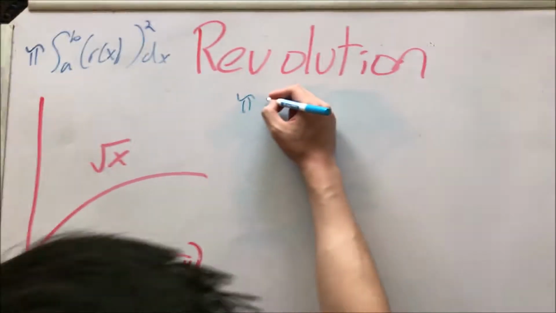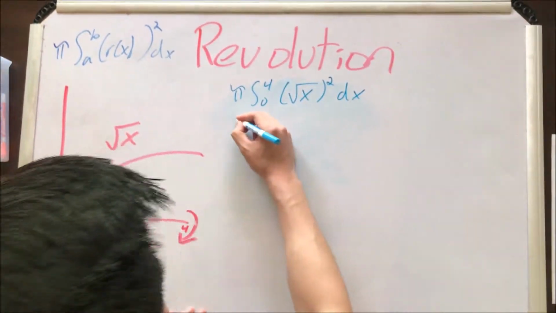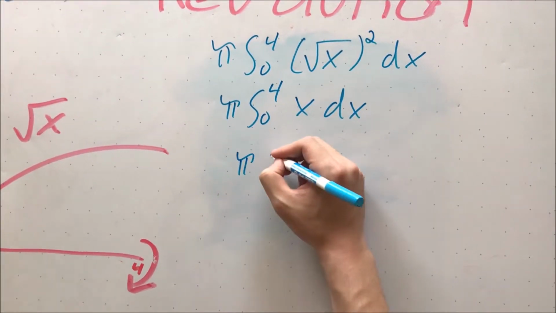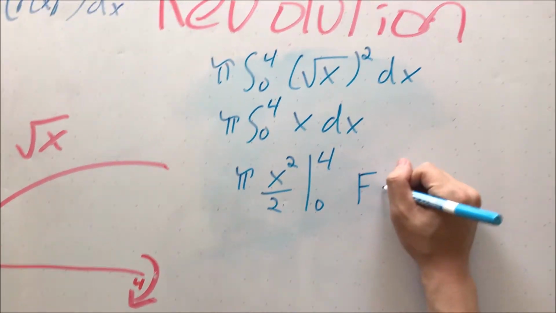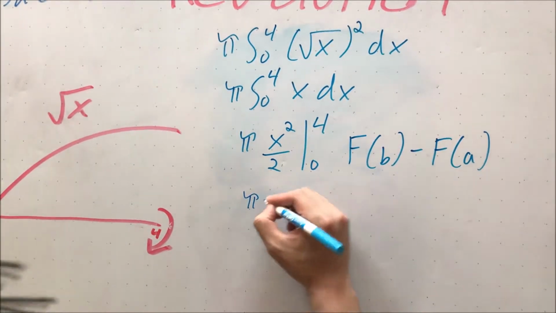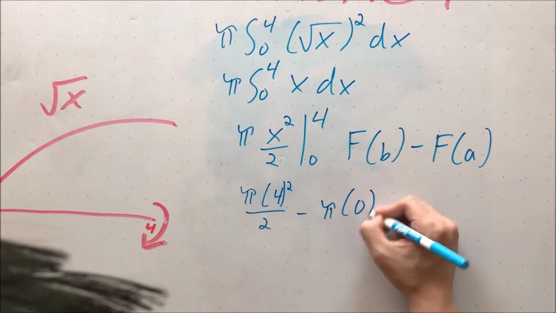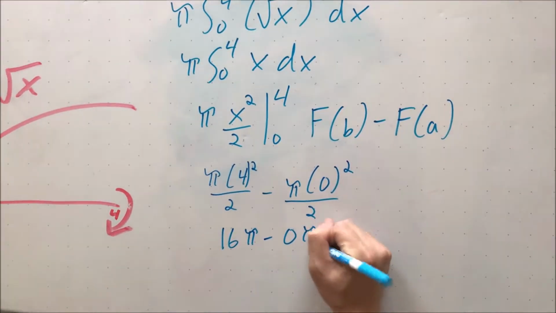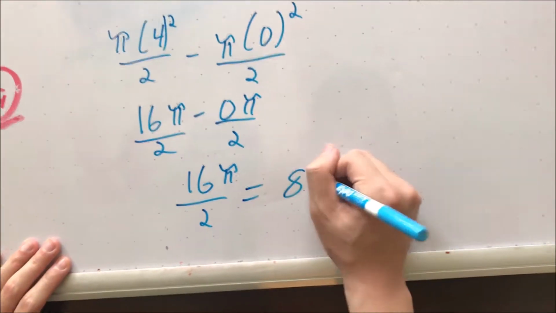For this line, you need to use the disk method. Since there is no hole between the line and the axis of rotation, you need to input the equation of the line with the bounds into the disk formula. So right here you see the exponent and the square root cancel out, making it just x. Then you find the integral of that, which gives you x squared over 2, and use the equation f of b minus f of a, and you plug in 4 for f of b to get 16 pi over 2, and 0 for f of a, which cancels out, making it just 0, giving your final answer of 8 pi.